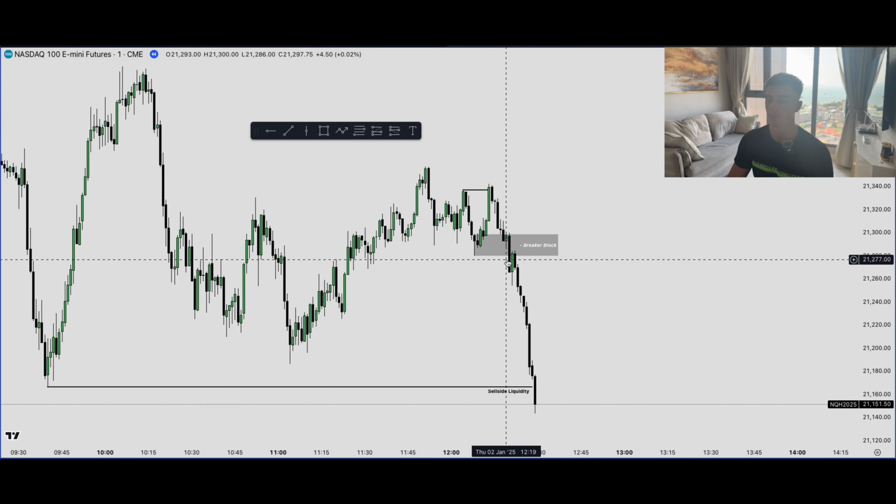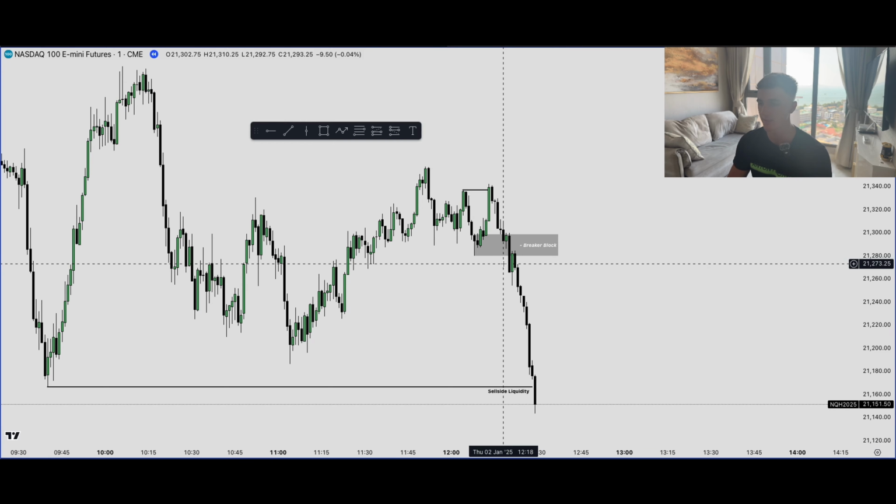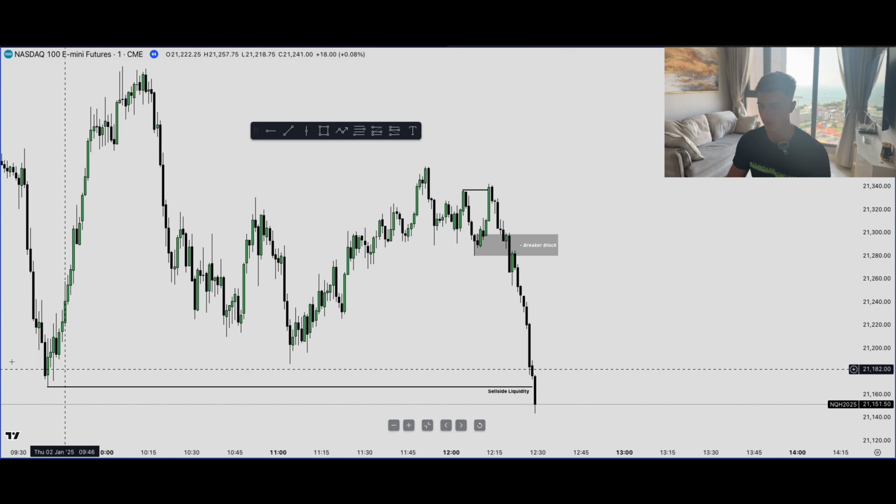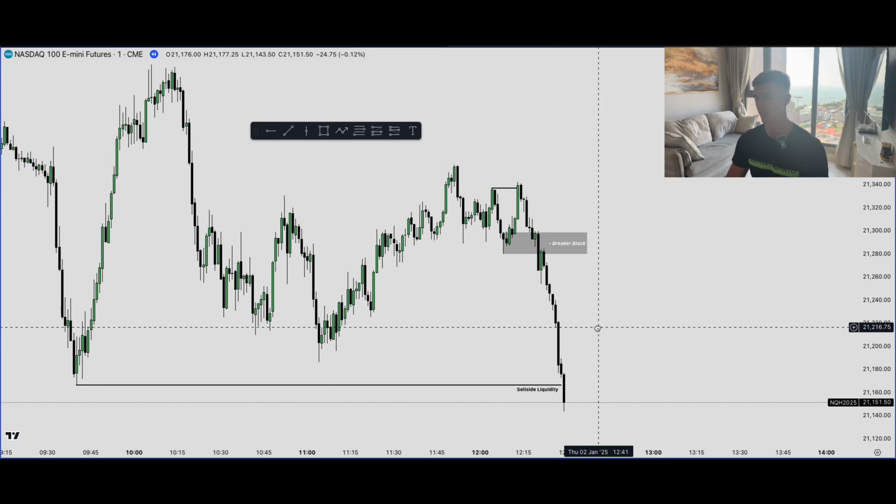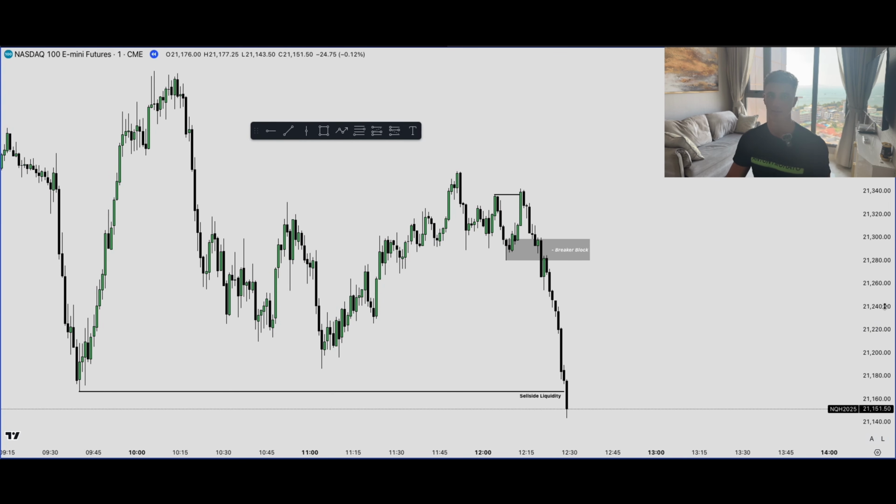Make sure you're not risking more than 25 to 30 handles max, and then target the opposing liquidity, which is sell liquidity down here. Boom, as you can see, it worked out very, very nicely, okay? So let's jump into the next PD array.